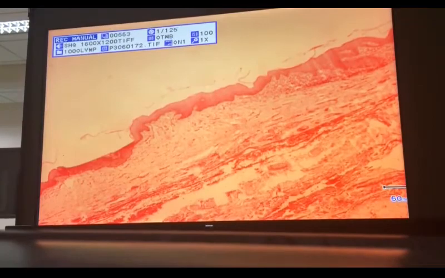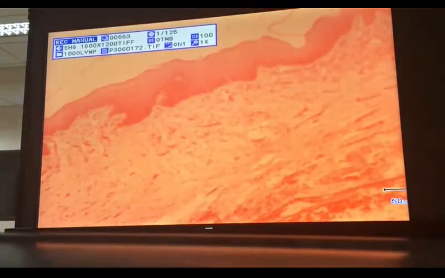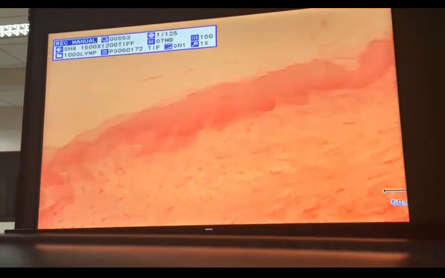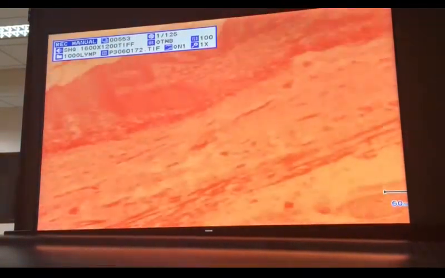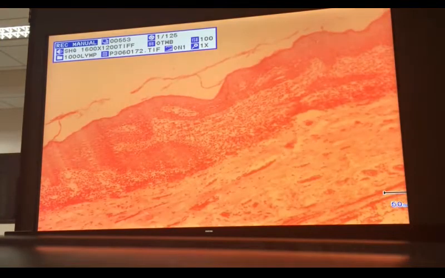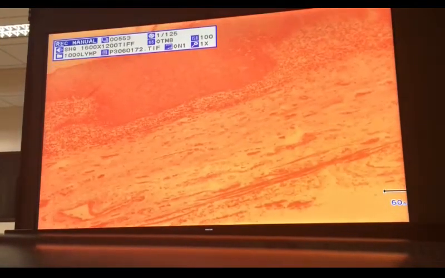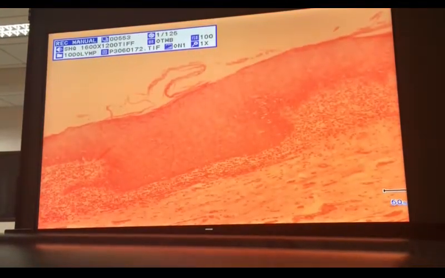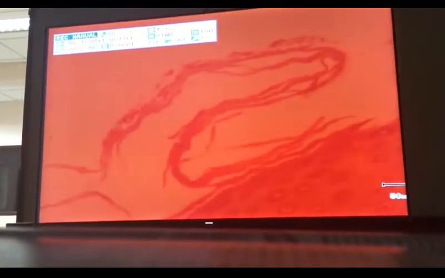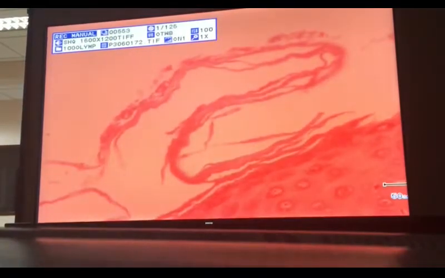Stratified squamous. Not enough. Minimal keratinized. Keratinized, minimal. Okay, that's the keratin layer.